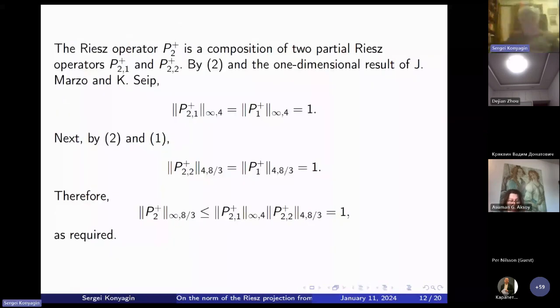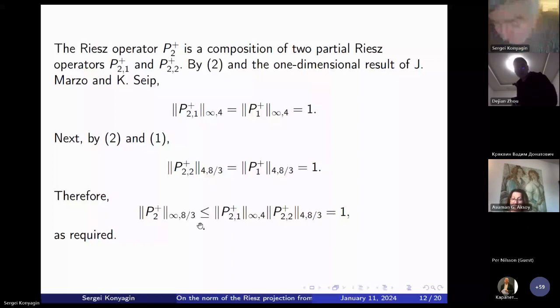If you consider the case n equals 2, then the Riesz operator is a composition of two partial Riesz operators, P21 plus and P22 plus. But we can say something about both operators. P21 plus has norm 1 as an operator from L infinity to L4, and we know the norm of the one-dimensional Riesz operator from L4 to L8 over 3, so this norm is also 1. The norm of the composition operator is bounded by the product of the norms of the factors, so it is at most 1, as required. Okay.